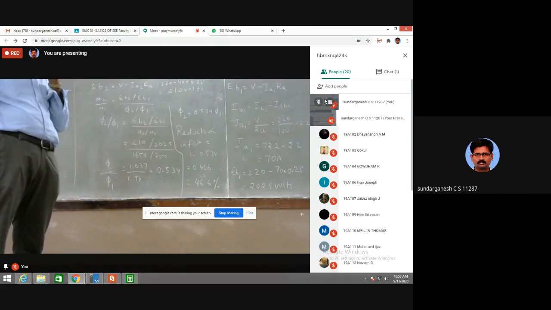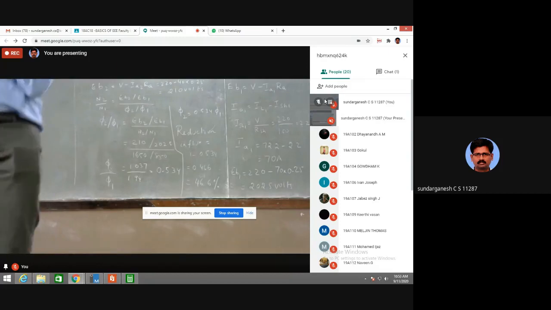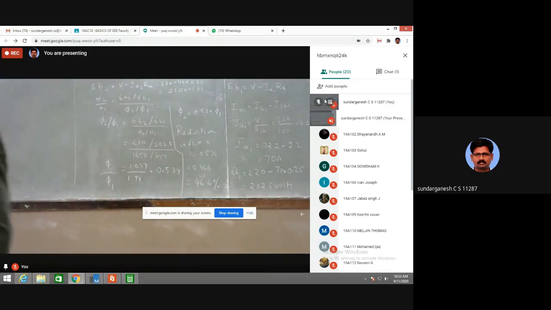So induction motor, it is only single phase induction motor. So after that the unit 2 is over. So after the unit 2 you have unit test also. So unit test 1.